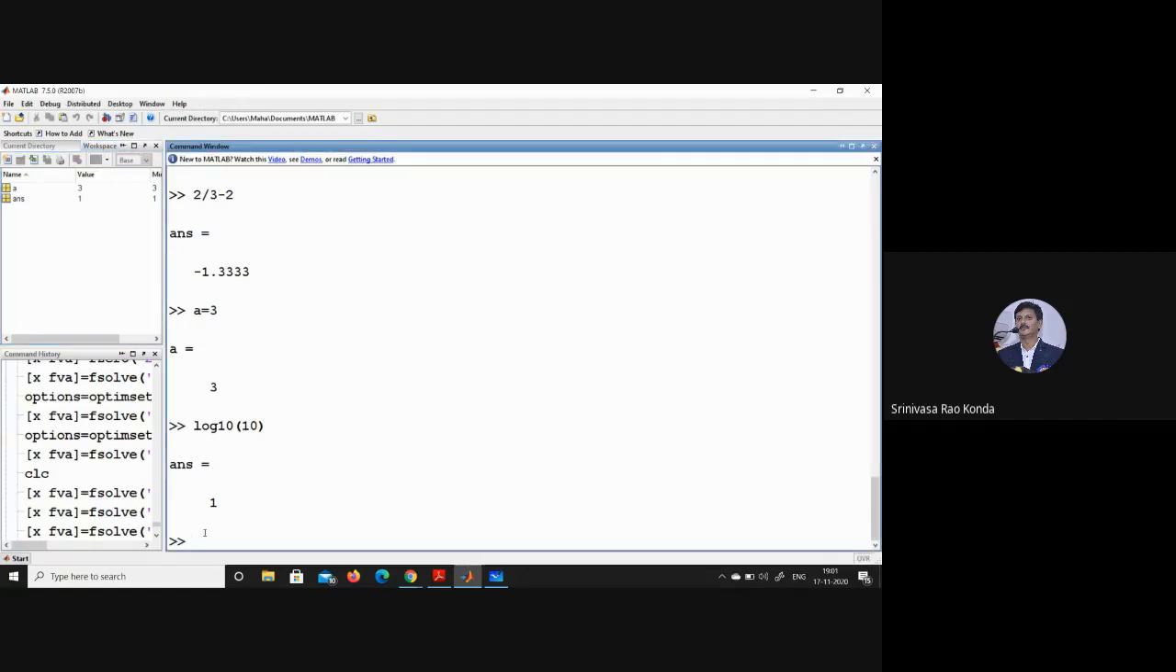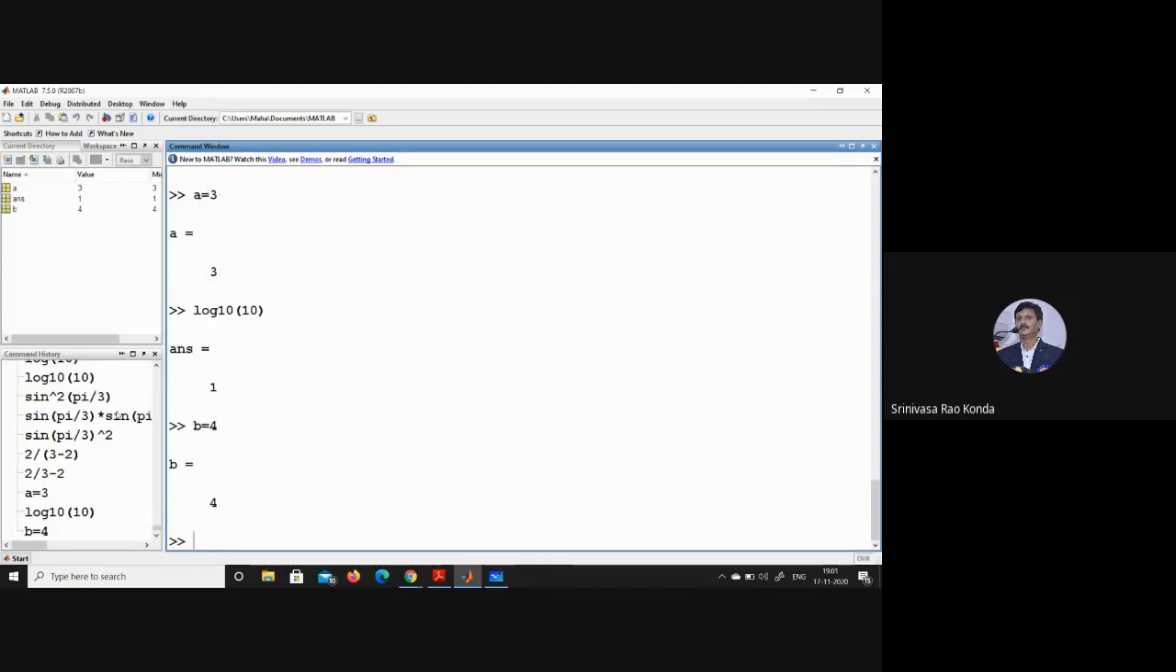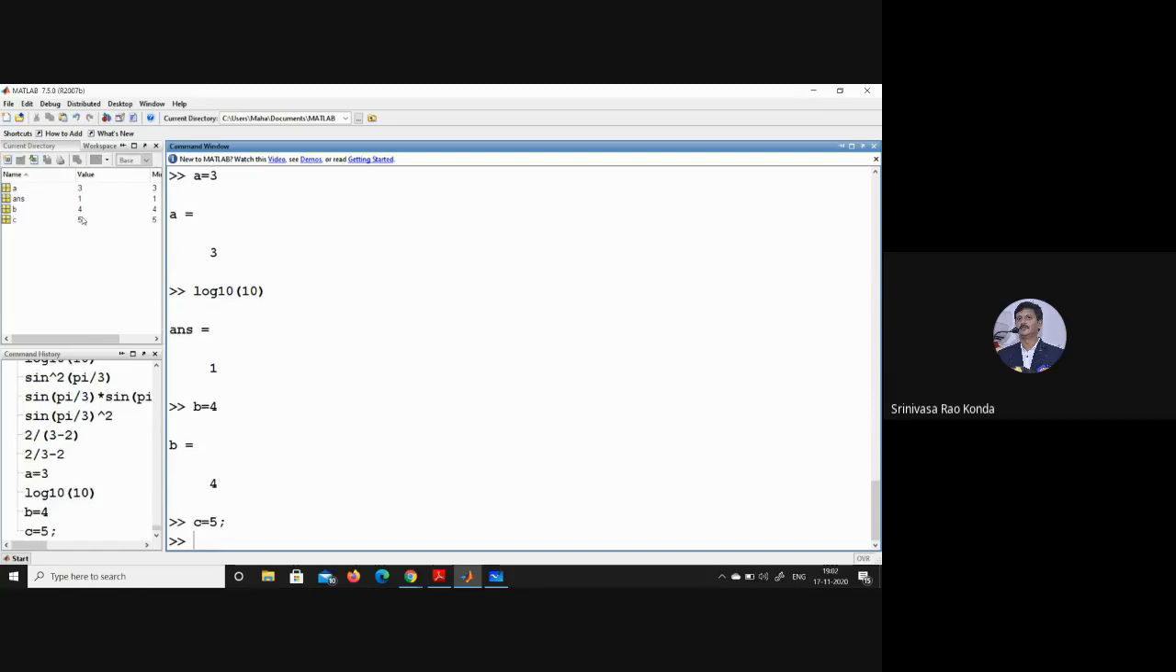Now I have a value A is equal to 3. Am I correct? A is equal to 3. The answer is the previous one, log 10 to the base 10, A is equal to 1. Suppose you see this one, B is equal to 4. Now there is a running variable, B is equal to 4. Now I am giving C is equal to 5 semicolon. What will happen? There is no output. The variable is present here.